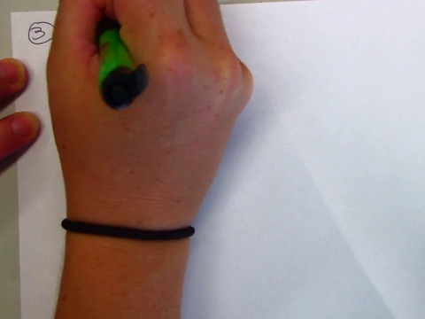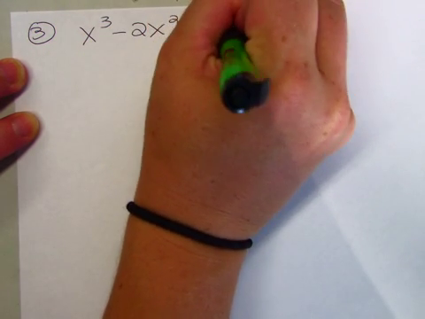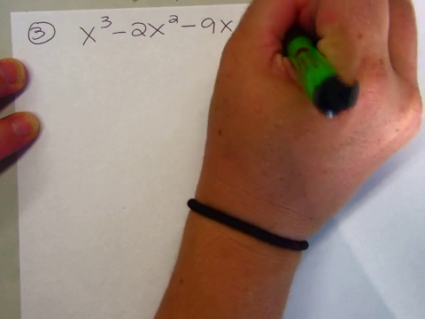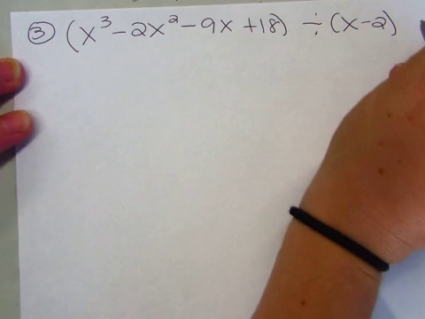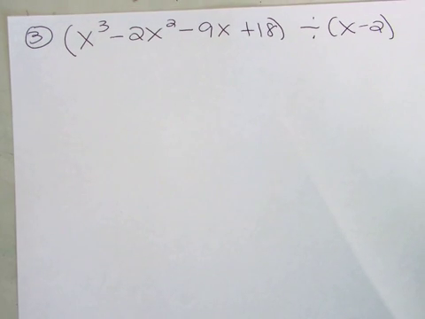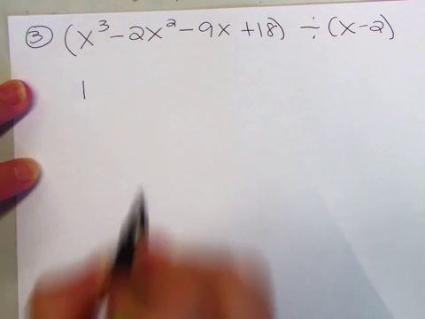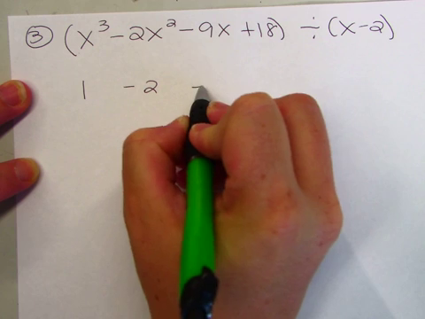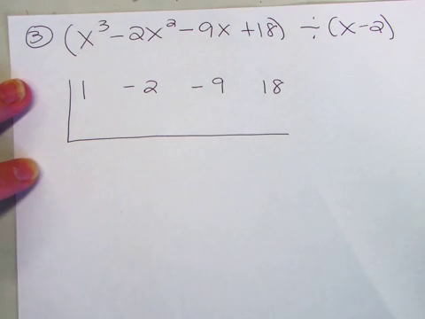Let's see, number 3. We've got x cubed minus 2x squared minus 9x plus 18 divided by x minus 2. Pause the video, try it on your own. Start by writing your coefficients. Remember, there's a 1 when there's nothing there: 1, -2, -9, 18. I draw my upside down division symbol.